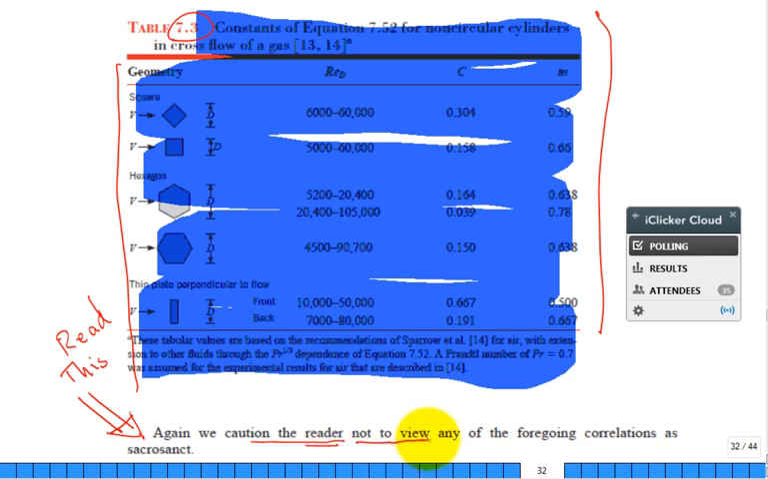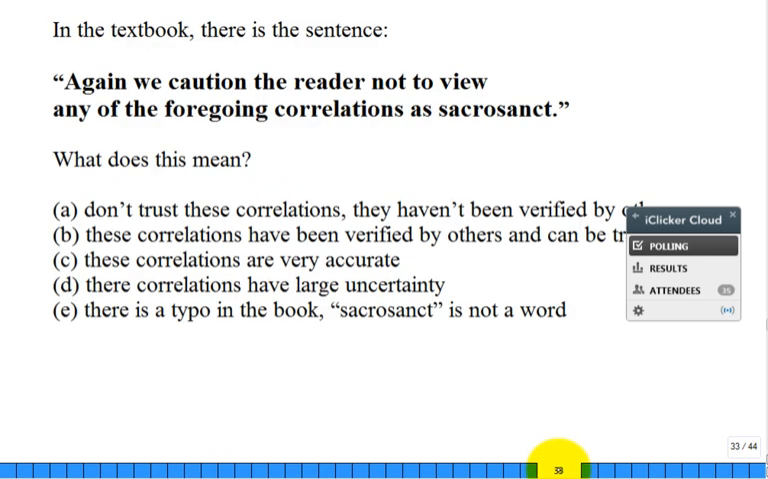Not to view, like not. Don't make a mistake here. Here's the caution: not to view any of the foregoing correlations as sacrosanct. Yeah. So this is my next clicker question. We reread that sentence and ask, what are they saying? What does that sentence mean?